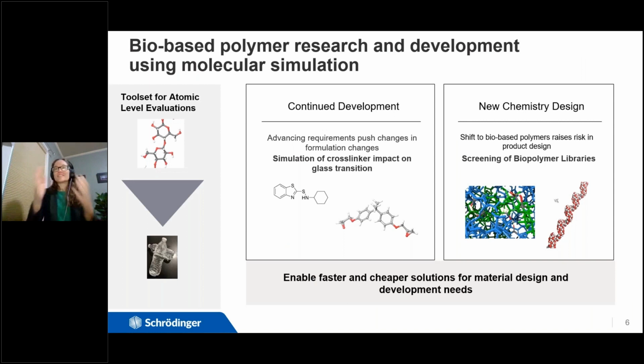So now let's get into bio-based polymers. And so when we talk about computational chemistry and simulations as a general technique, we're speaking about how these atoms and these molecules interact together, and then predicting some property. But that's really high level.